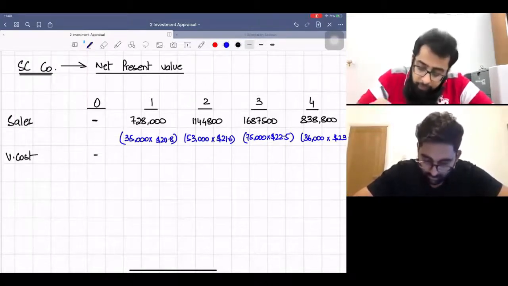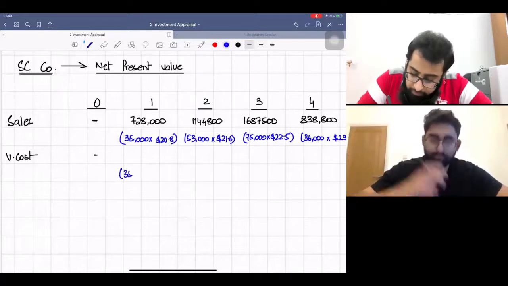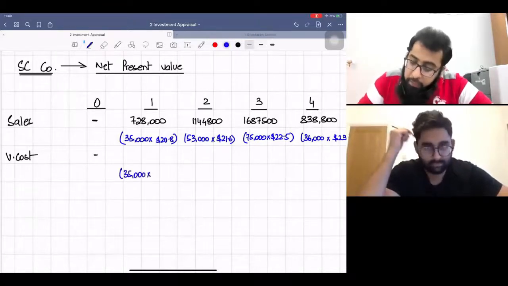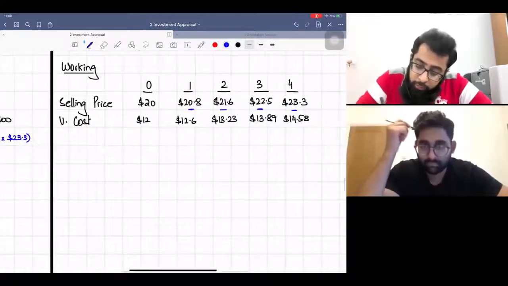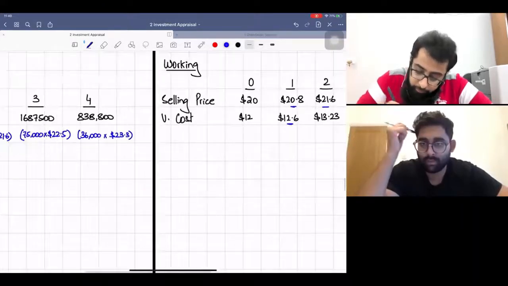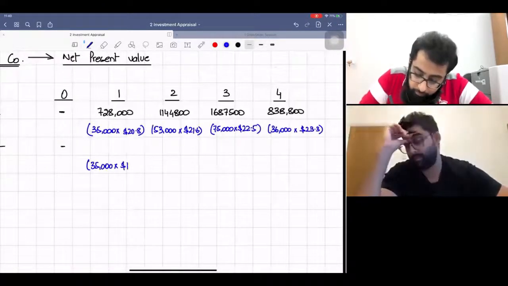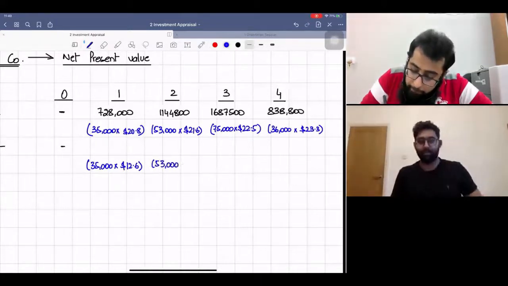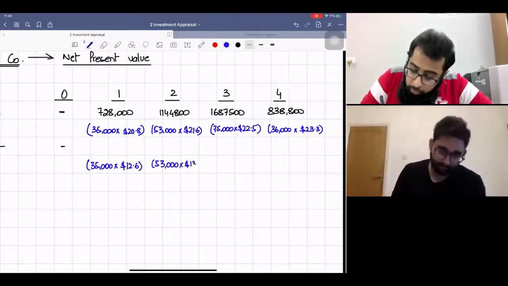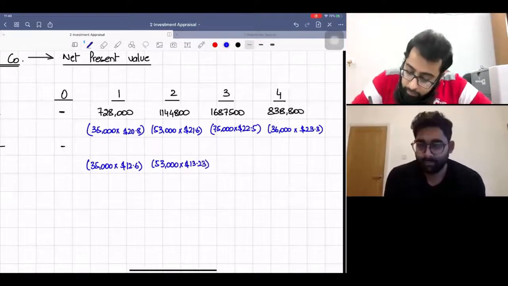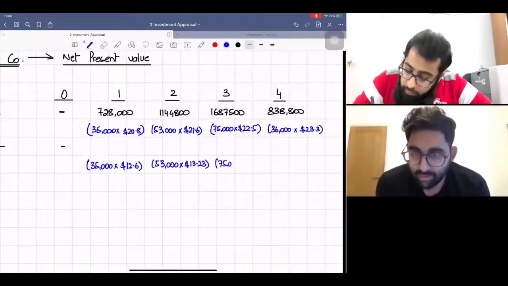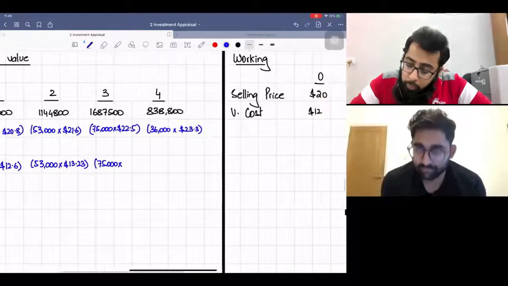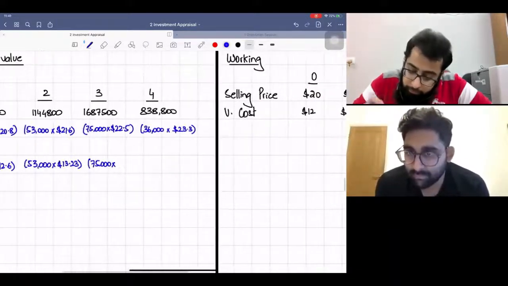Then we will have the variable cost. Some clerical level work: 35,000 multiplied by the variable cost of 12.6. Then 13.23 for the next one, and then the third year is 13.89.